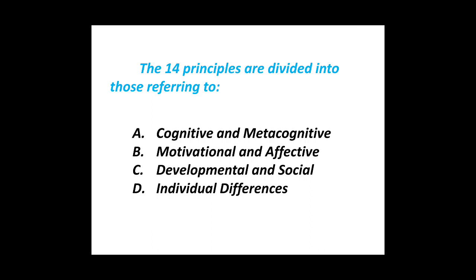Yan. So, yung 14, in the cognitive and metacognitive, there are 6, I think, no? Madadaanan naman natin mamaya. Then motivational and affective, iba-iba sila, may 3, may 2. Yun. So, the 14 principles are divided or grouped into the following categories. Cognitive and metacognitive principles, motivational and affective principles or factors, developmental and social, and then individual differences. All right.